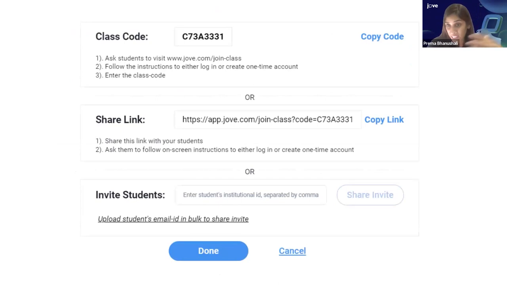Once you're done setting up the entire class, it's very easy to share this with students. You can either give them the code. Just ask students to go to jove.com. They will see they have to create an account. They will see join class and they can just put in this code.